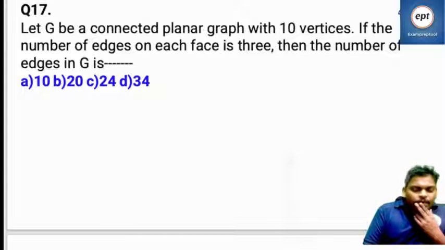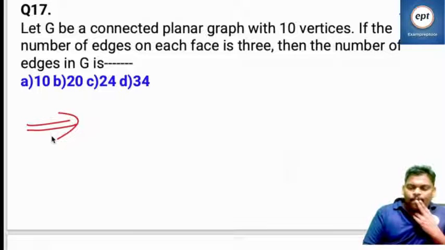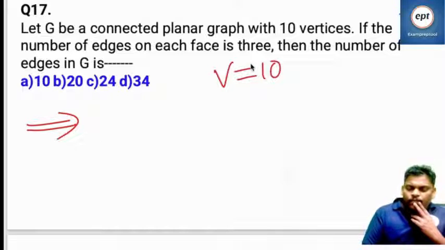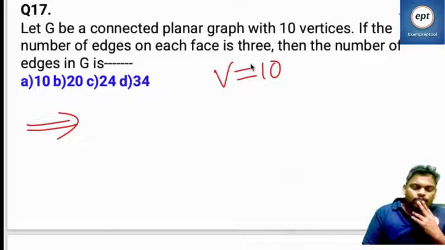Let G be a connected planar graph with 10 vertices. If the number of edges on each face is 3, then the number of edges in G is. What is the answer for this? Vertices 10. If the number of edges on each face is 3, then the number of edges in G is.